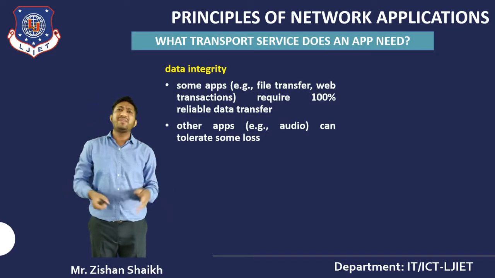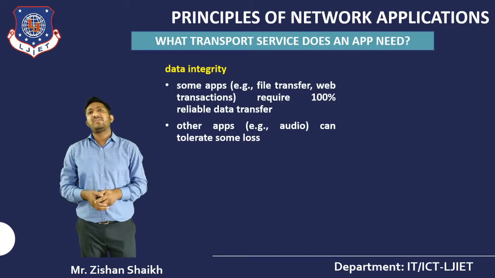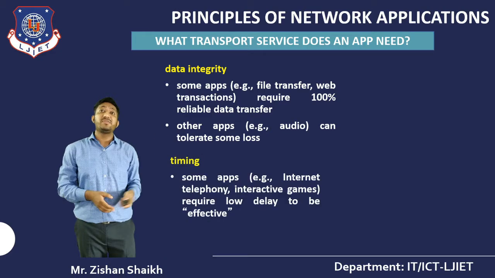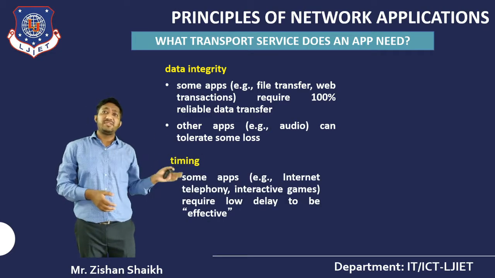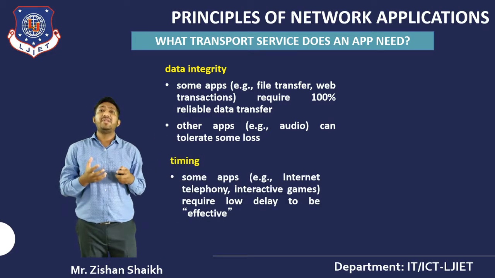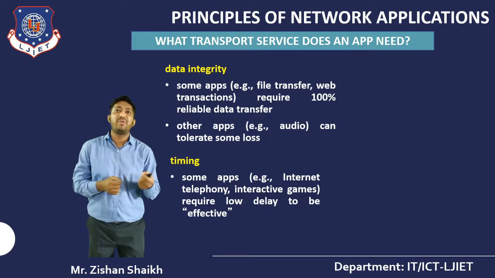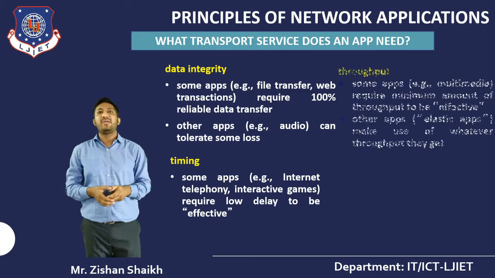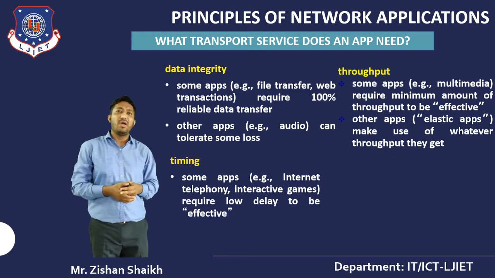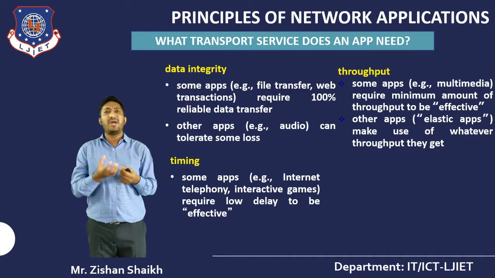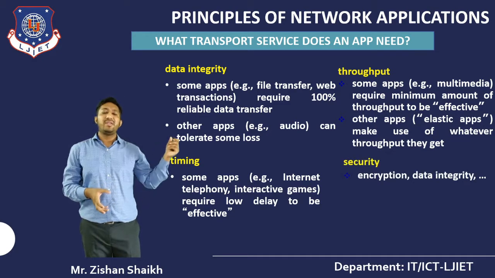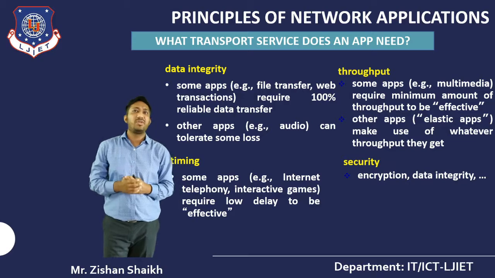So what other transport layer services are used by our application layer? The basic services provided by the transport layer: first is data integrity, next is timing, which relies on delay, because telephonic services and video conferencing services depend on that. Then throughput, how fast data is communicated and downloaded, so we also depend on that. And next, very important, is security.